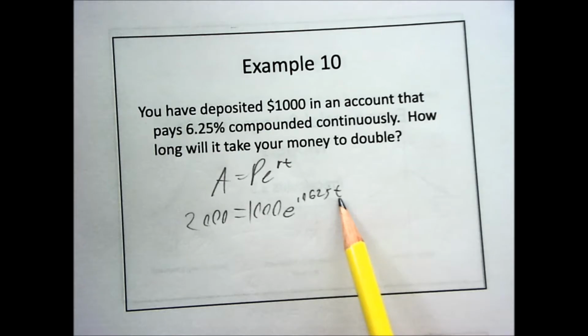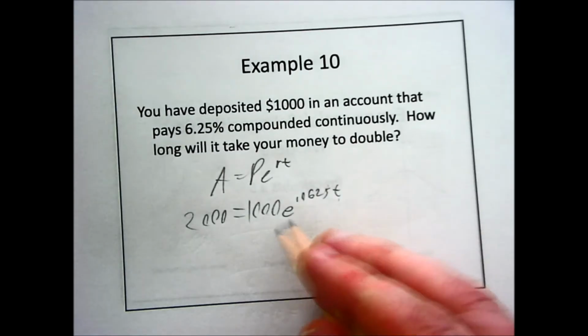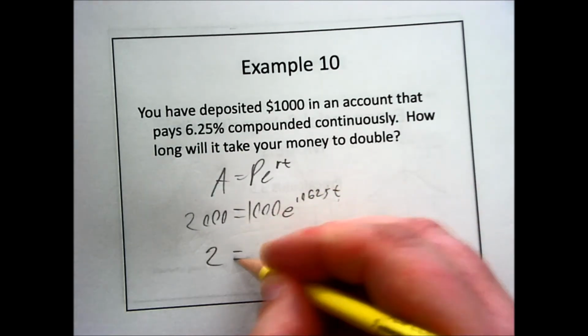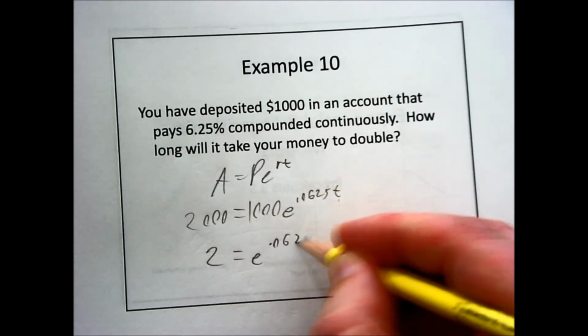So the t here is what I'm trying to solve for, right? So what would be my first step algebraically? Divide by 1,000. Get rid of the coefficient first. You want to get the base raised to the power by itself. Dividing by 1,000 is going to give me 2 equals e to the 0.0625t.